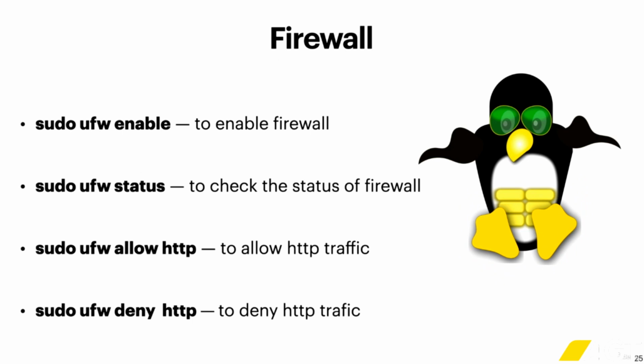Now let's look at very basic commands, that is, enabling and disabling firewall. That is ufw enable. By this command, you can enable firewall in your computer. Most of the time it is already enabled. Then we would look at how we can check the status of firewall, and it will also give us a list of all the open ports on our computer.